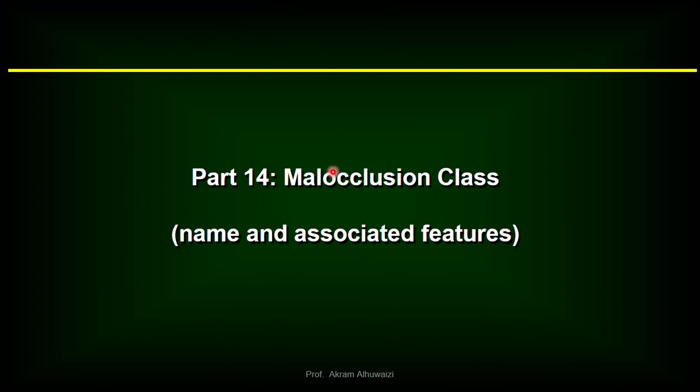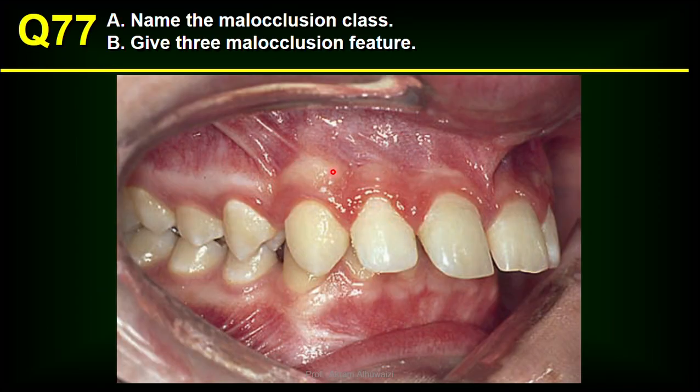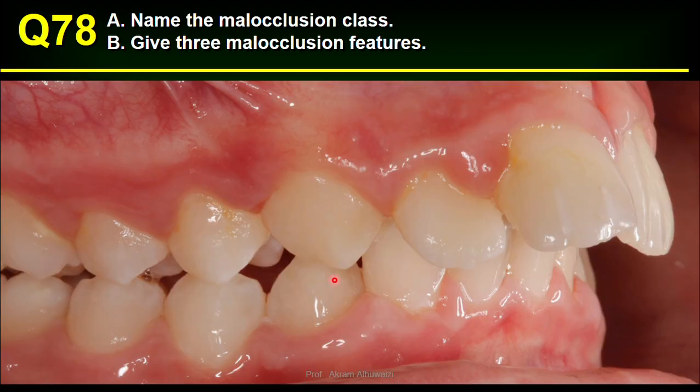Part 14, Malocclusion Class. Now here we're going to be asked about Malocclusion Class. What's the Malocclusion Class of this patient? And that's a Class 2 Division 1 malocclusion. Give 3 malocclusion features like deep bite, increased overjet, anterior upper and lower spaces. Give the malocclusion class of this patient, also Class 2 Division 1 malocclusion, and the same 3 malocclusion features.